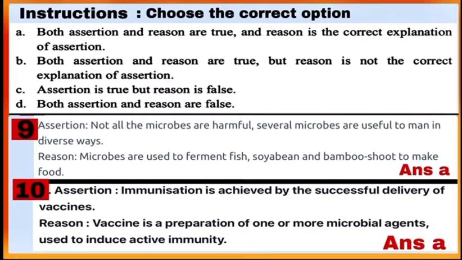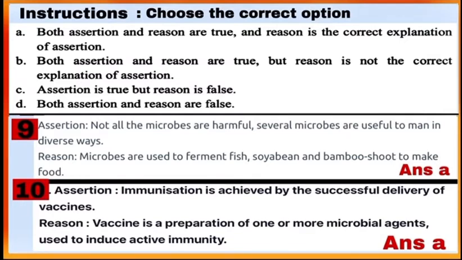Question 10. Assertion: Immunization is achieved by the successful delivery of vaccines. Reason: Vaccine is a preparation of one or more microbial agents used to induce active immunity. Here the correct choice is option A.